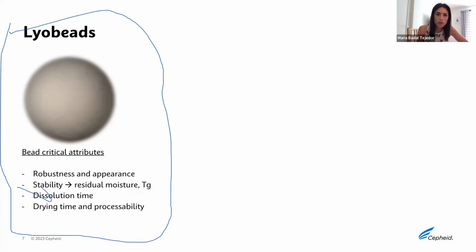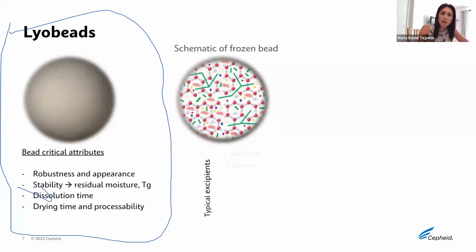We also want the bead to have a good porous structure, so that it has a fast dissolution time for reconstitution later on. And then, of course, we want a system that is possible to dry in as short a time as possible. So for that, we need to be careful about which components we choose to formulate our beads.